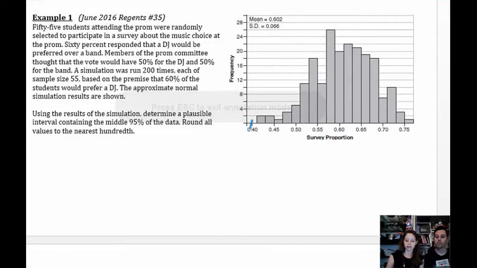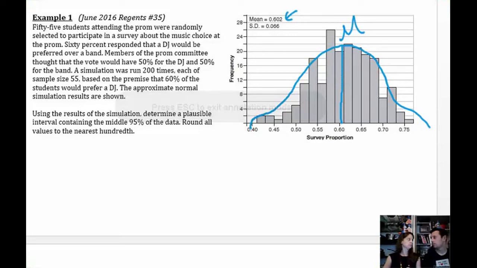This is approximately a normal distribution curve. The mean, we're actually given the mean. The mean is 0.602. And let's work to understand what this mean is of. It's the value calculated for the 200 simulations. So we had a computer run 200 simulations with a sample size of 55 in each, and what came up is the survey proportion, the percent of people who preferred the DJ.